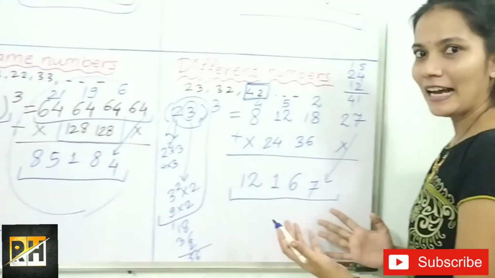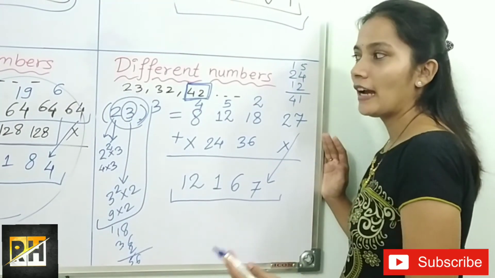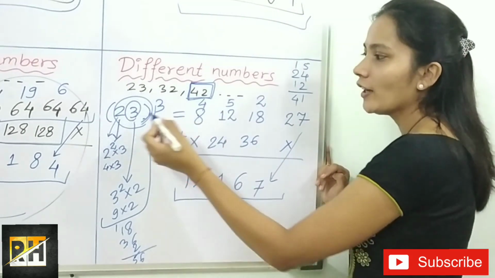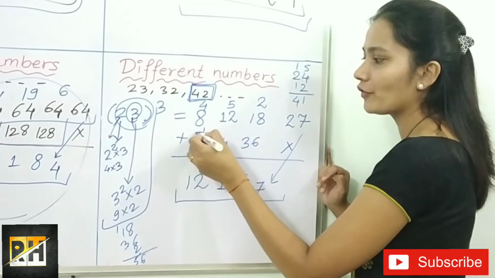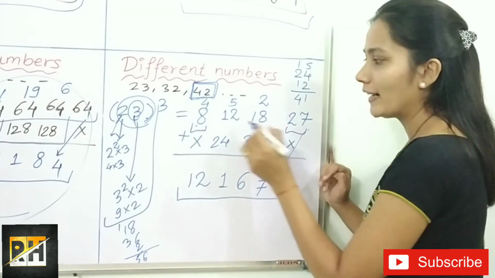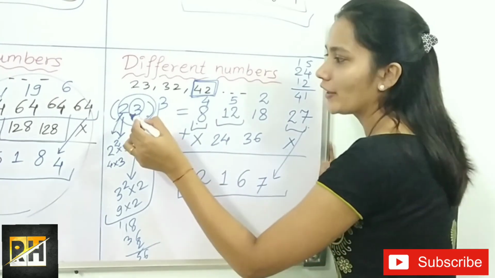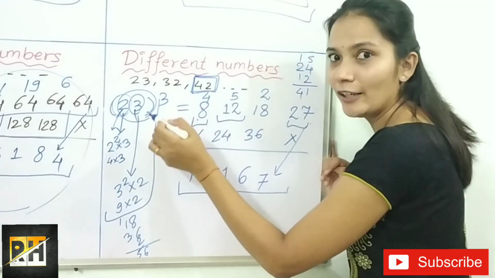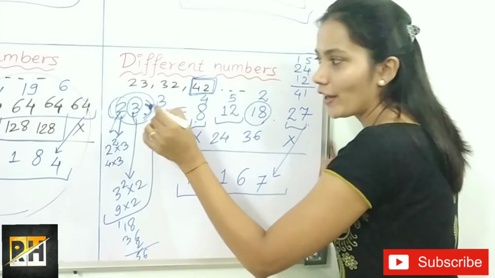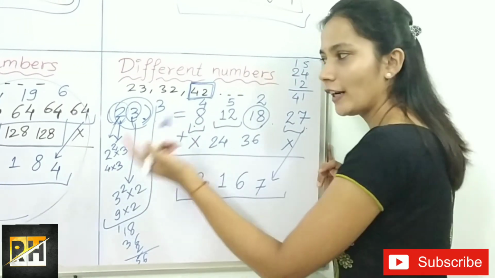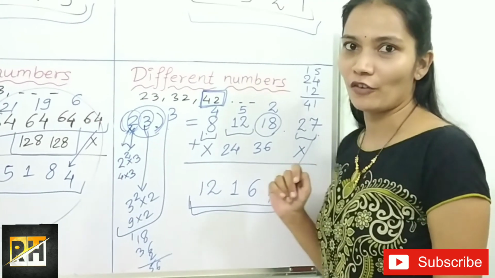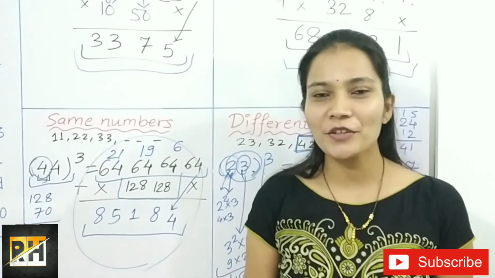For the last, that is different numbers, the method is somewhat different. We have taken the cubes of numbers and written them on the first and the last place. And in the middle, what we have done? We have taken the square of first number into next number. And then for the third term, we have taken the square of second number into first number and added. And we get the cubes of the numbers. I hope you got it.